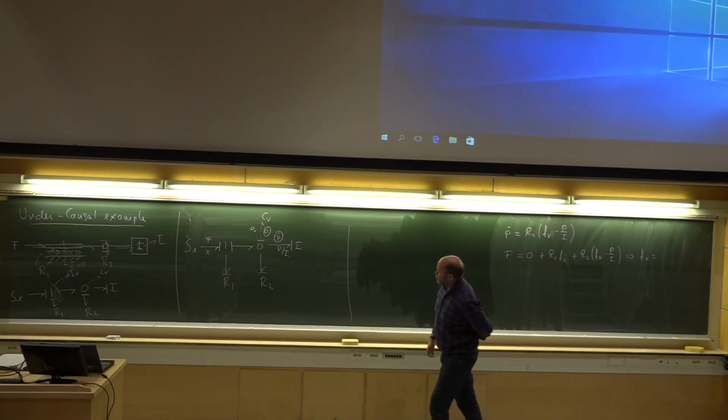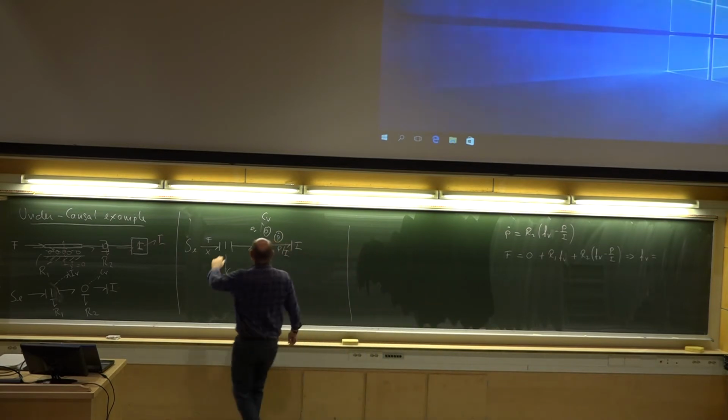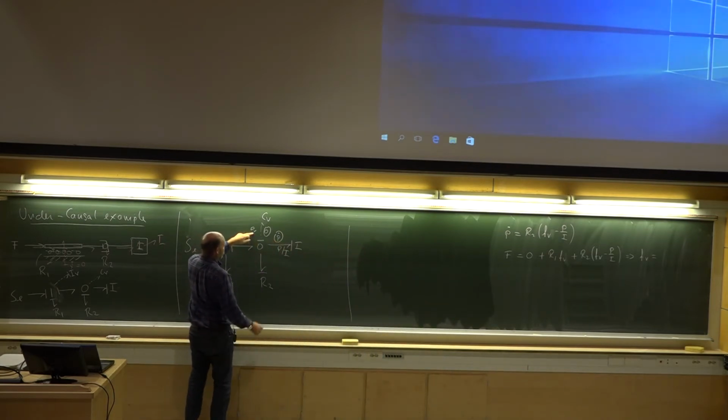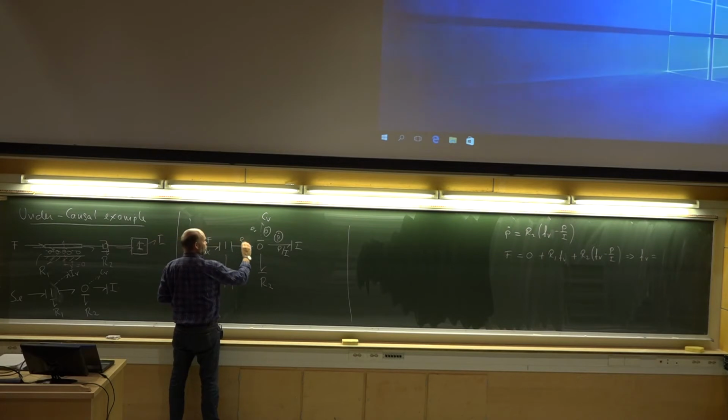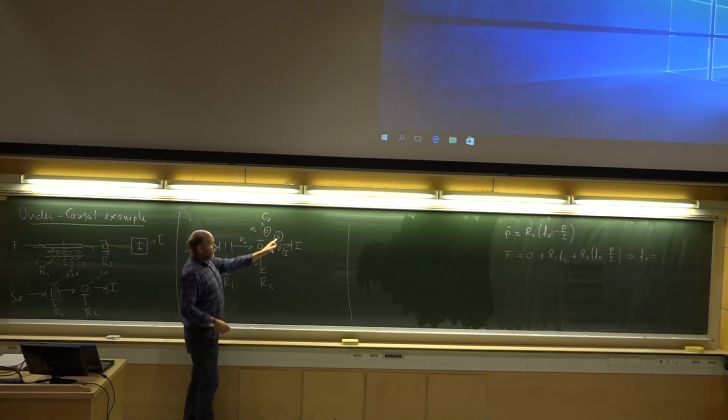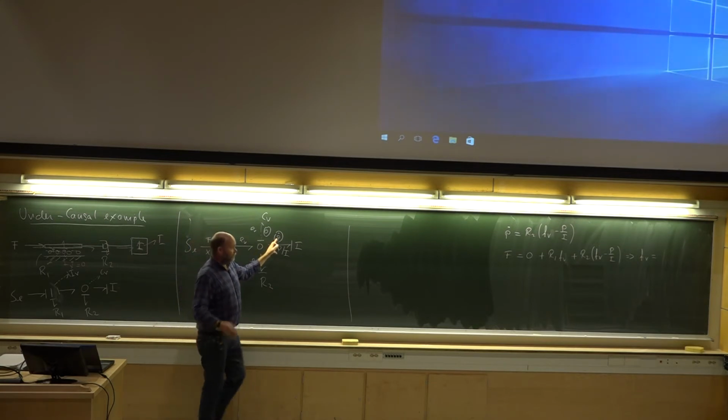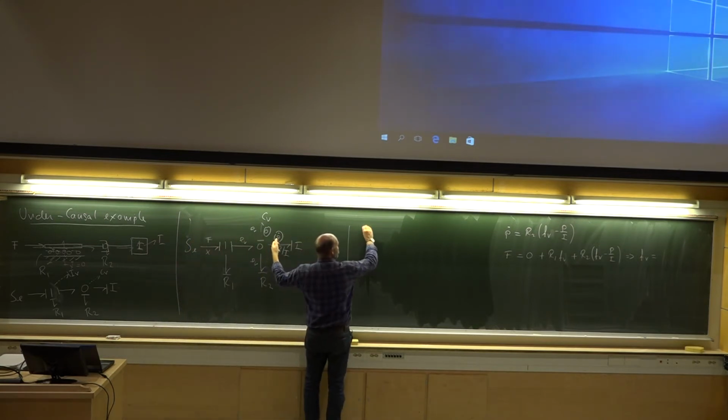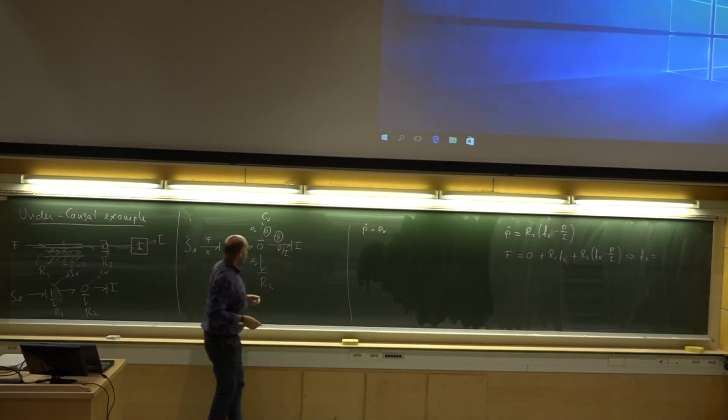So E virtual will come here, it will come here, and it will come here where I have a P dot. So that is my first equation: P dot equals E virtual.